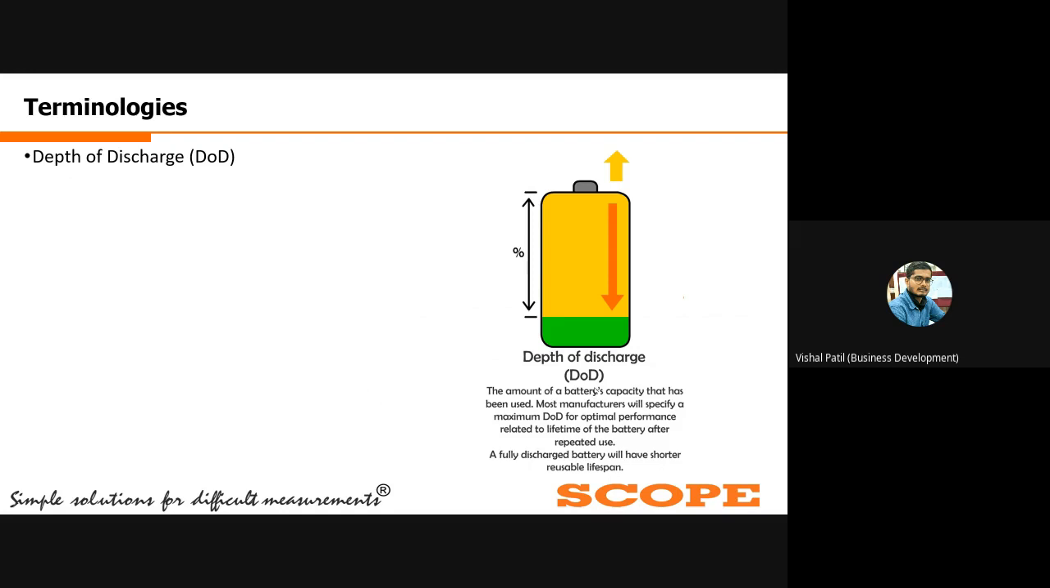Then next, the depth of discharge. The percentage of the battery capacity that you cannot use is called the depth of discharge.